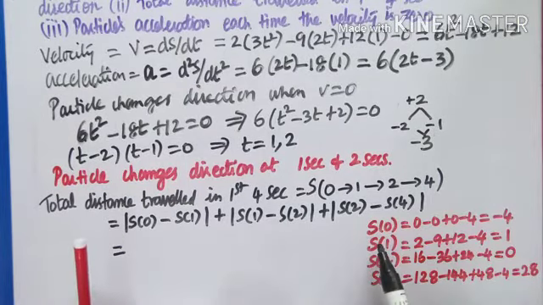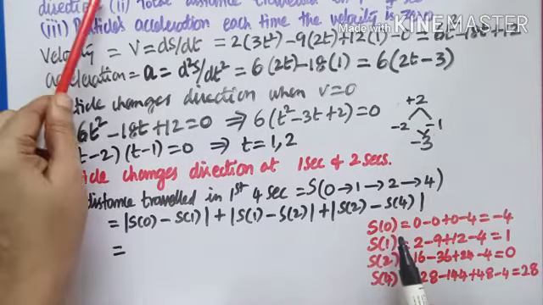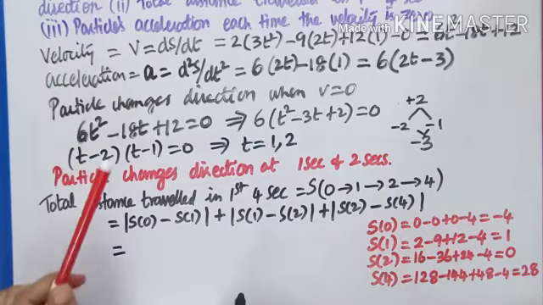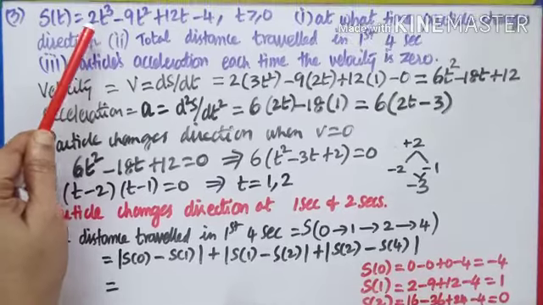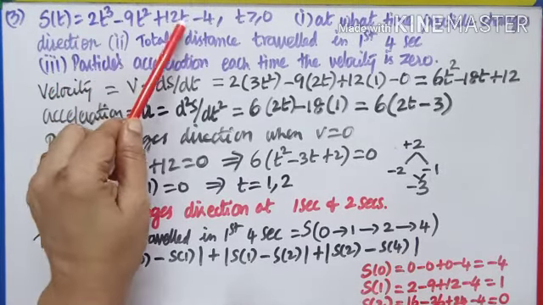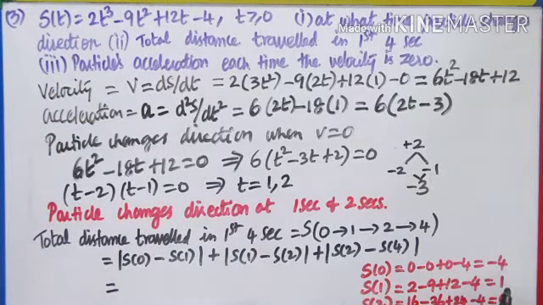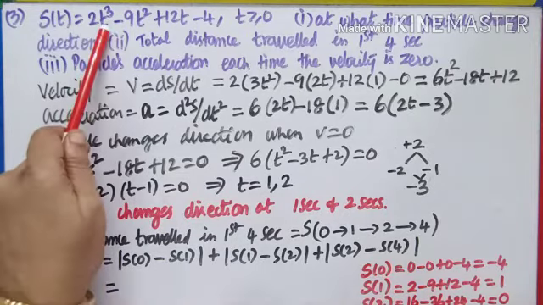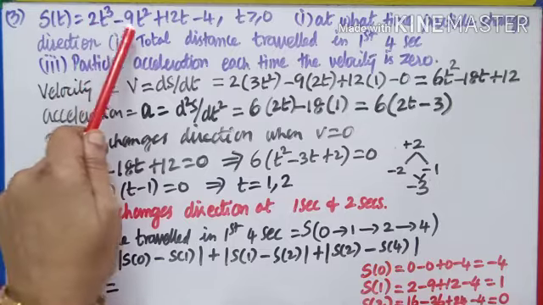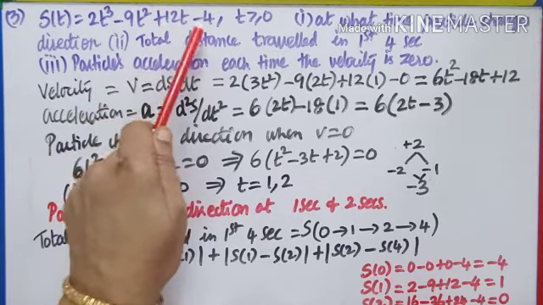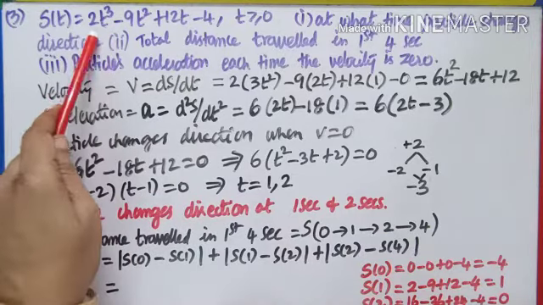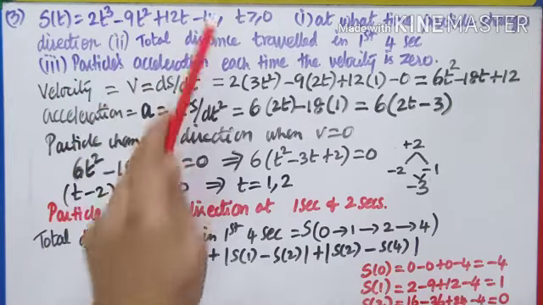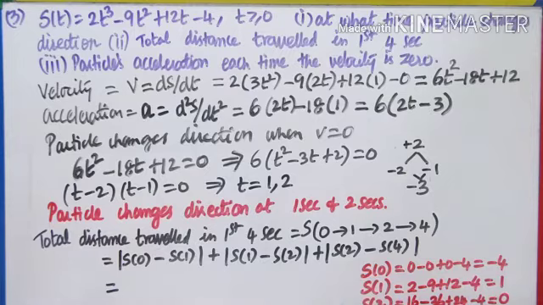As we try to find out what is S of 0, in the S equation, wherever t comes, let us put 0. So 0, 0, 0, minus 4. So my answer is minus 4. When I say S of 1, 1 cube is 1, 1 into 2, 2, minus 9 plus 12 minus 4. So when we put 1, simply the numbers will come: 2 minus 9 plus 12 minus 4. Simplifying which we get 1.